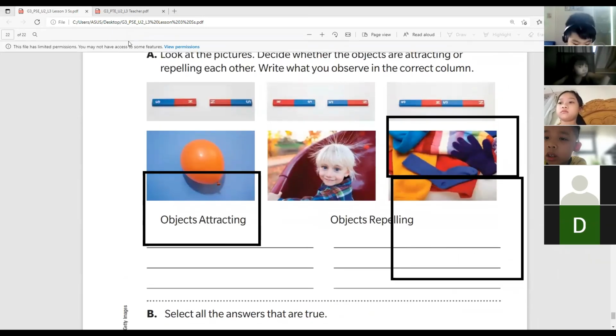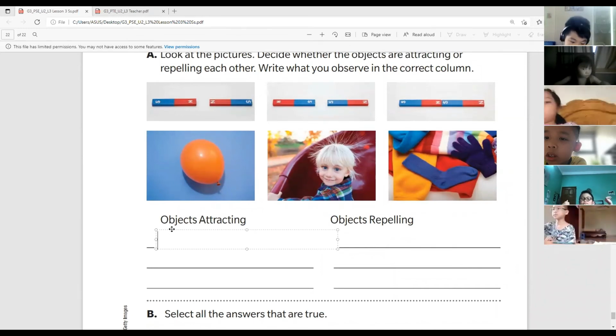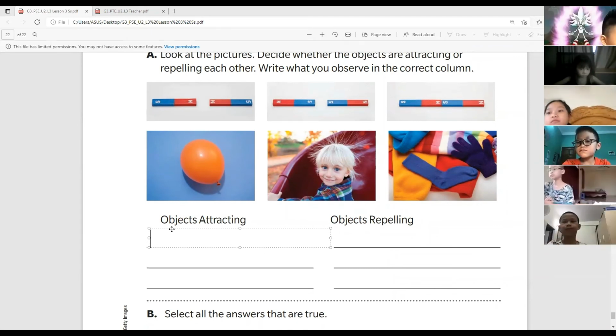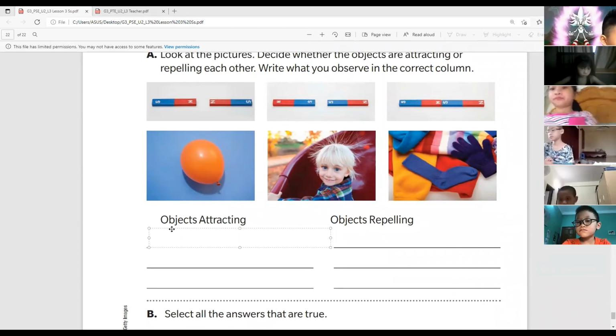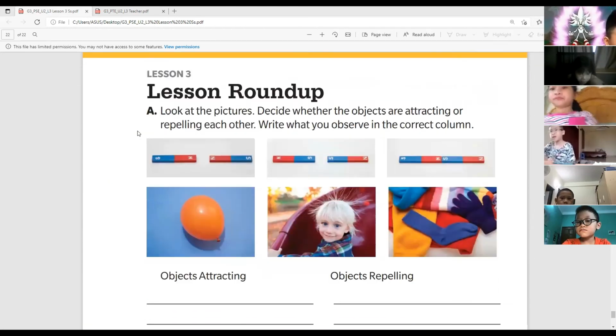Okay, so you guys chose those 3 images. So Zook, what did you type? What did you write for objects attracting? What is one thing that you wrote for objects attracting? I wrote opposite magnet poles, balloon, and laundry.